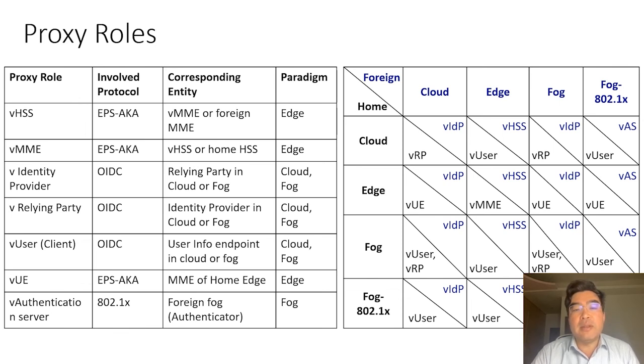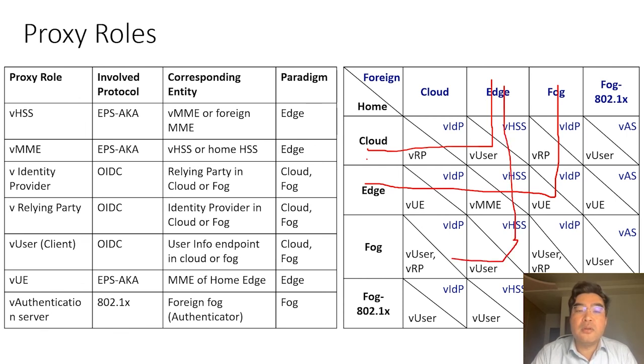In most cases you look at the columns to decide. So if it's H to cloud, I need to create a virtualized HSS here and a virtualized user to the cloud. So it will be this, and if it's this, it will be this. Fork to H or H to fork. So the logic is hard-coded into a table.